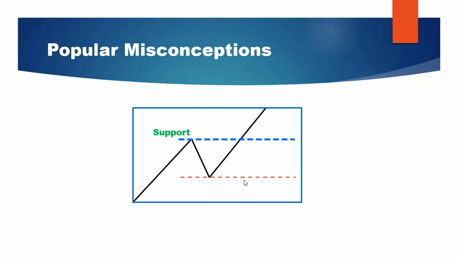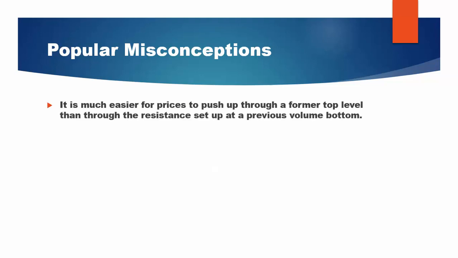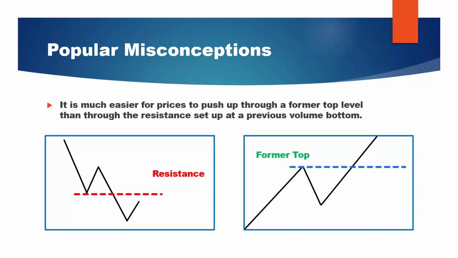The other thing we want to say in this part is that it's much easier for prices to push up through a former top level than through the resistance set up at the previous volume bottom. This rule works for support in the opposite direction as well. It has been proven by statistical studies over lots of markets. There would be little selling at the previous top, but most of the time it can only slow down the movement rather than cause a great amount of retracement.